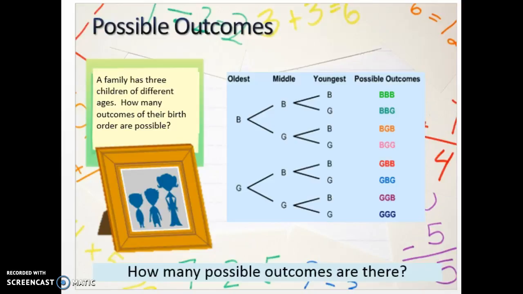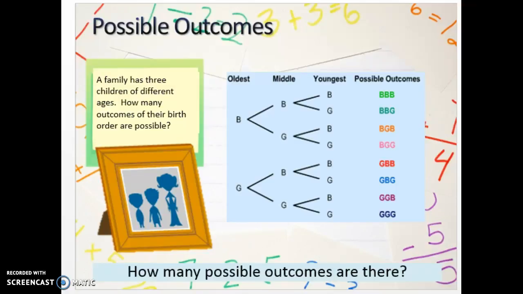Let's talk a little bit about possible outcomes, and let's look at some tree diagrams. Our question says, a family has 3 children of different ages. How many outcomes of their birth order are possible? Well, a tree diagram helps us figure out all of our possible outcomes. We're going to start with our oldest child. We know that our oldest child has the opportunity to be a boy or a girl. So we have 2 options.